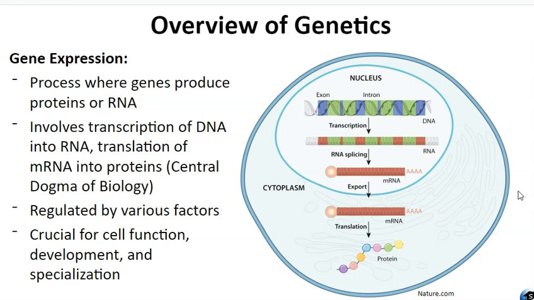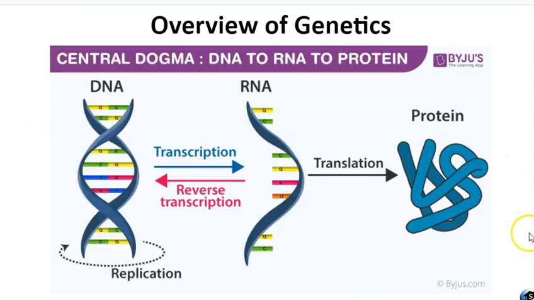Gene expression is highly dynamic, and it can be influenced by lots of things, including environmental cues, cell signaling pathways, regulatory molecules, right? So the precise control of gene expression is crucial for maintaining cellular function and the development, growth and specialization of different cell types in an organism. And this is closely related to the central dogma of biology or genetics.